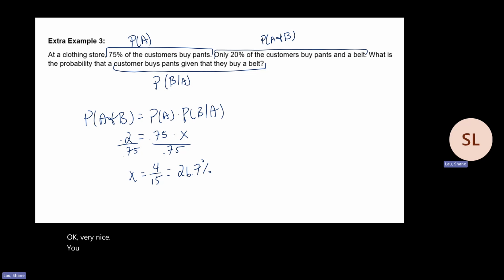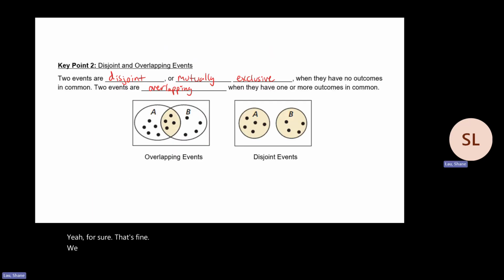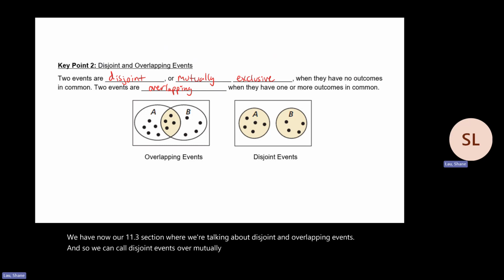We do end up having one more key point here. I think it's the last key point. Yeah, for sure, last key point. We now have our 11.3 section where we're talking about disjoint and overlapping events. We can call disjoint events mutually exclusive events. So basically, events that possibly happen at the same time but are not going to interact with each other at all, when they have no outcomes in common. However, overlapping is whenever two possibilities can happen at the same time, more than one outcome happening at once.